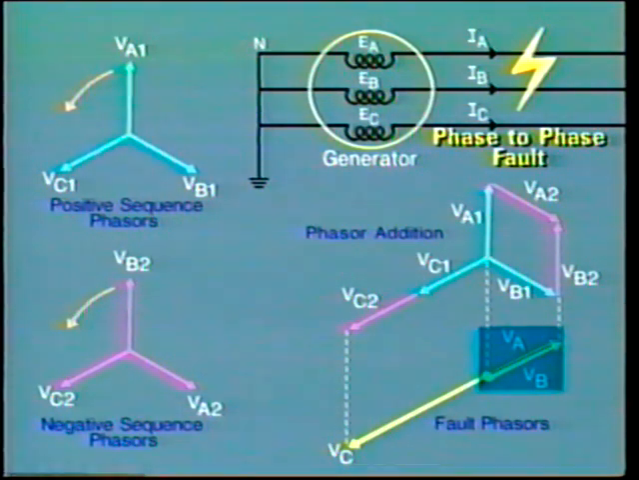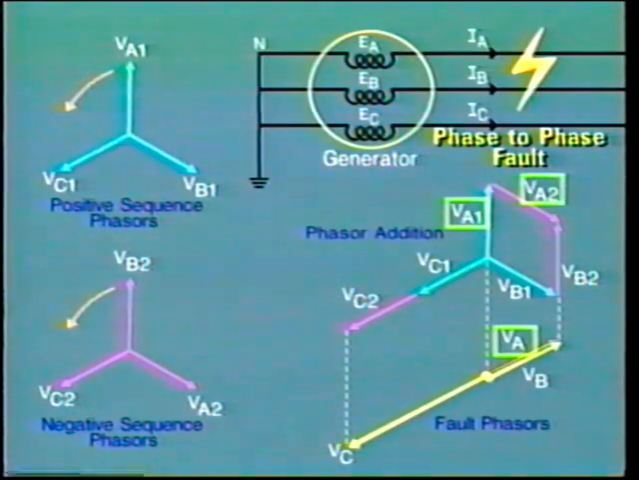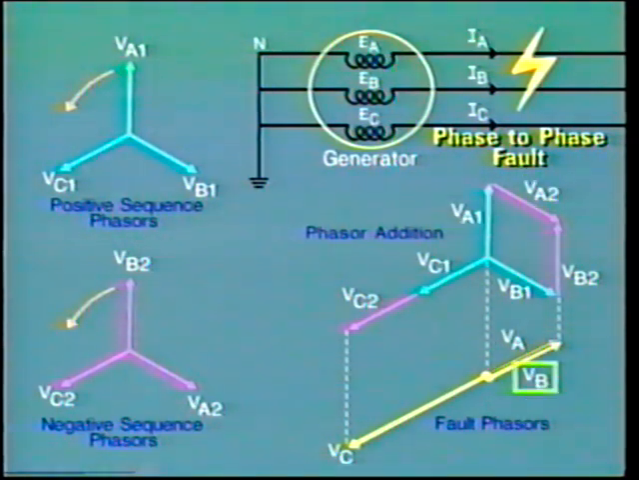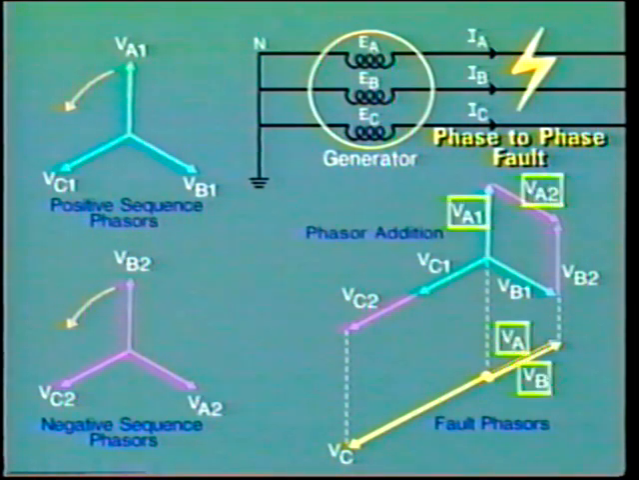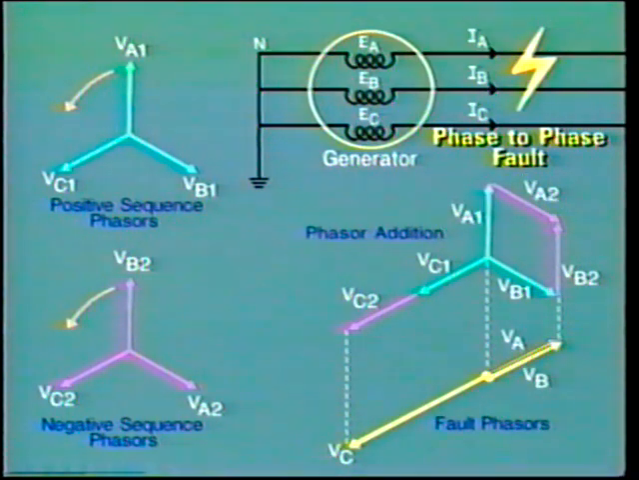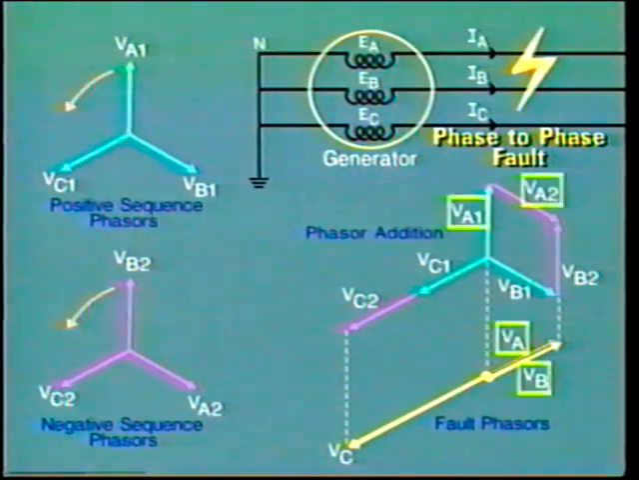VA and VB represent phase voltage to neutral. VA equals VA1 plus VA2. Similarly, VB equals VB1 plus VB2. These positive and negative sequence values must be added vectorially, of course. Note that the magnitude of positive and negative sequence components is the same. VA1 has the same value as VA2, but their phase angles are different. Also, inspection shows that for this fault condition, the magnitude of voltage VA equals VB equals VA1 equals VA2.